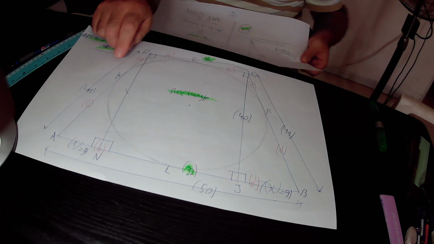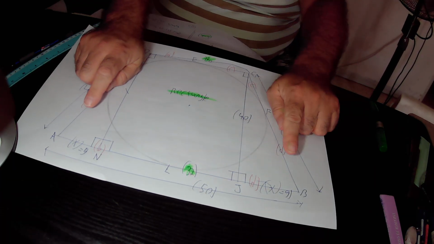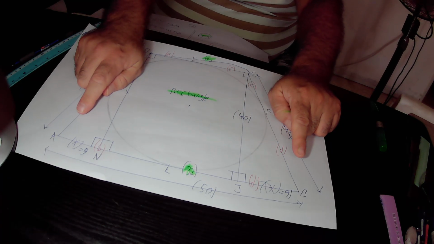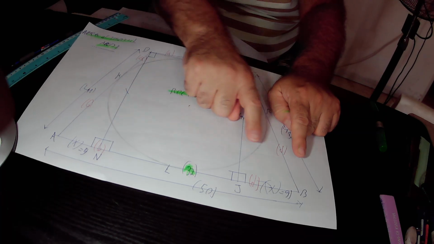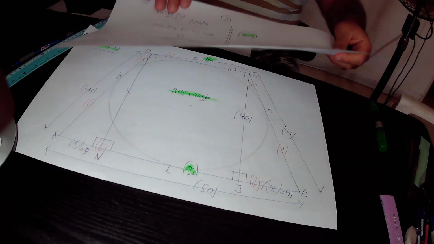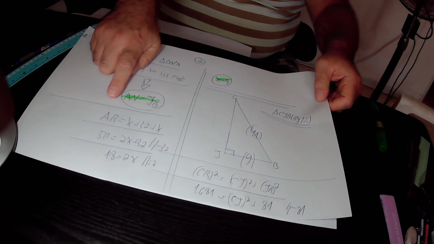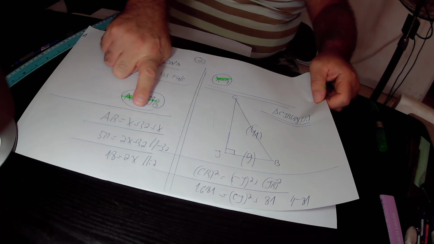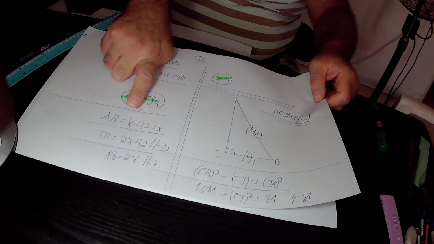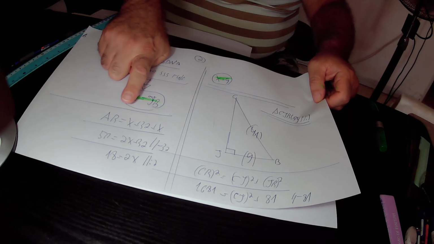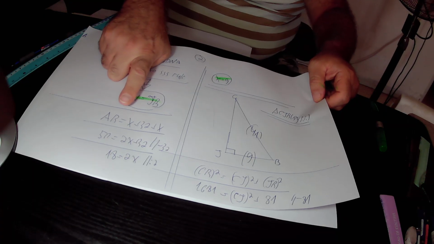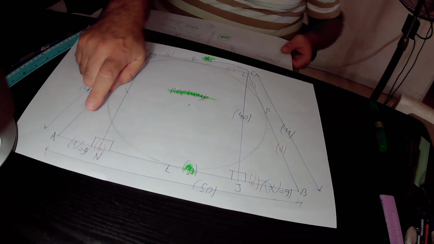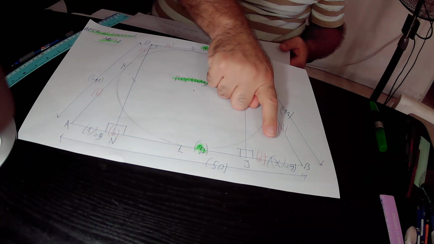So if we define AN as x, then JB must also equal x. AB in total equals 50, according to what is given in the question. So 50 equals x plus 32 plus x, so 50 equals 2x plus 32. Here we subtract 32 from this equation, and 50 minus 32 is 18, so 18 equals 2x. Here we divide by 2, and we find that x equals 9. So AN equals 9, and JB equals 9.